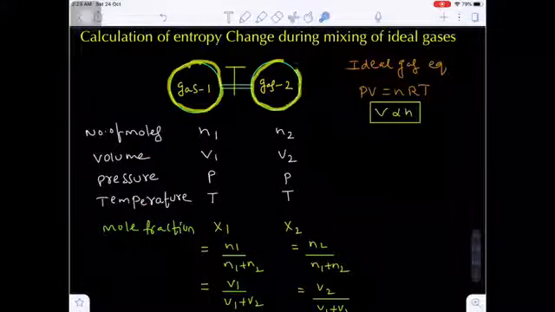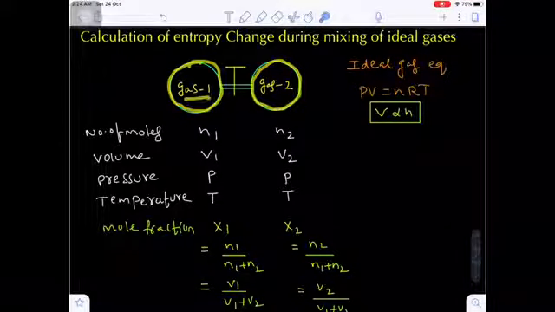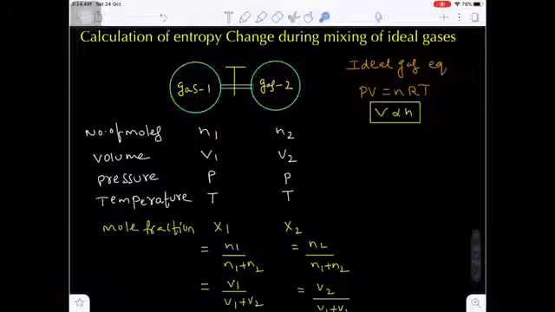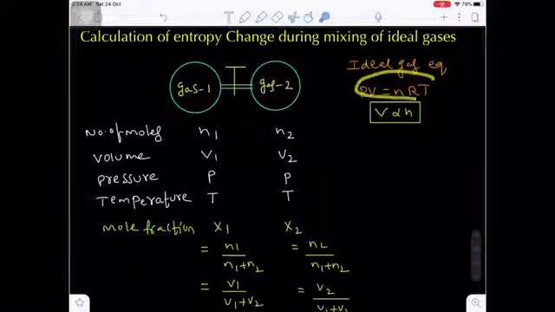Let's suppose we are considering two glass bulbs. In the left hand side glass bulb there is a first ideal gas, on the right hand side there will be a second ideal gas, and between them there is a stopcock, with a negligible volume small narrow tube connecting both the glass bulbs. So we can use the ideal gas equation, that is PV equals nRT.